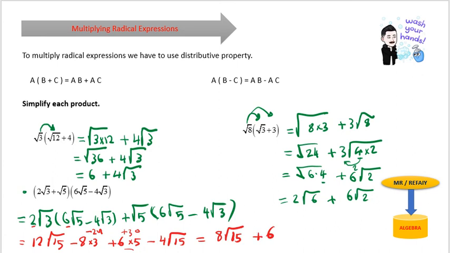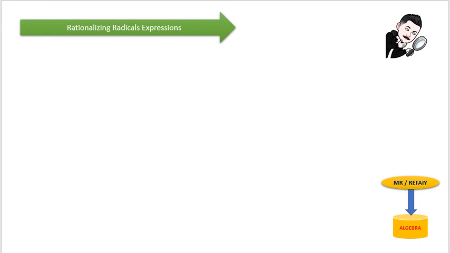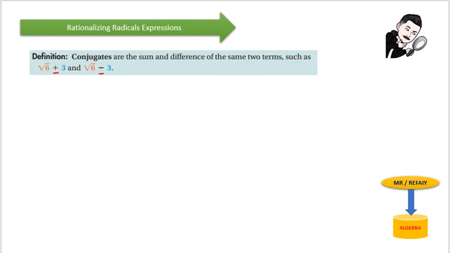Okay, here is the fourth part of the lesson, which is rationalizing radical expressions. Do not forget what we said about rationalizing radical expressions: it means that we cannot have a radical sign or root at the denominator. So because of that, at this time we have to use the conjugate of the number. And what does conjugate of the number mean?